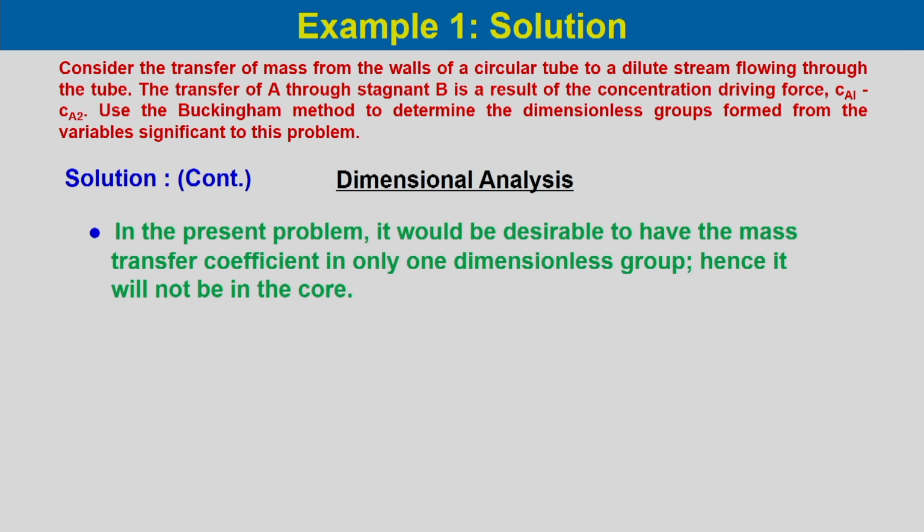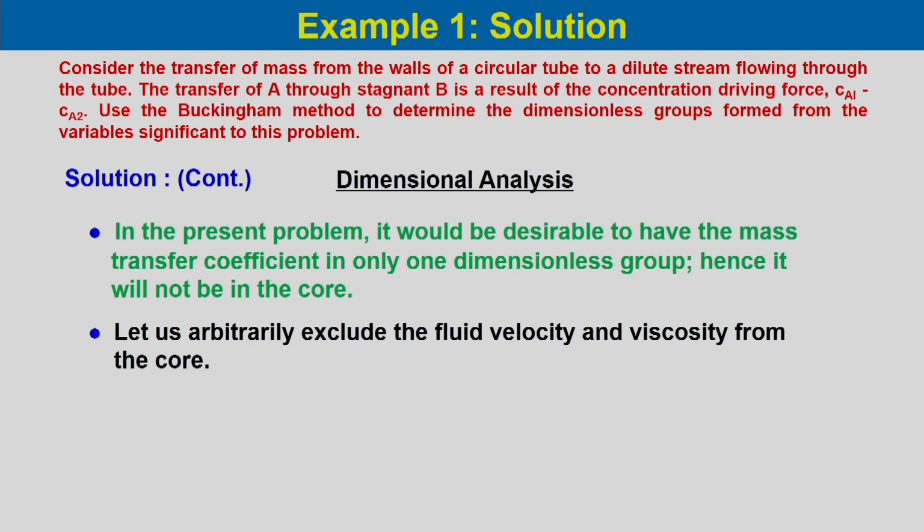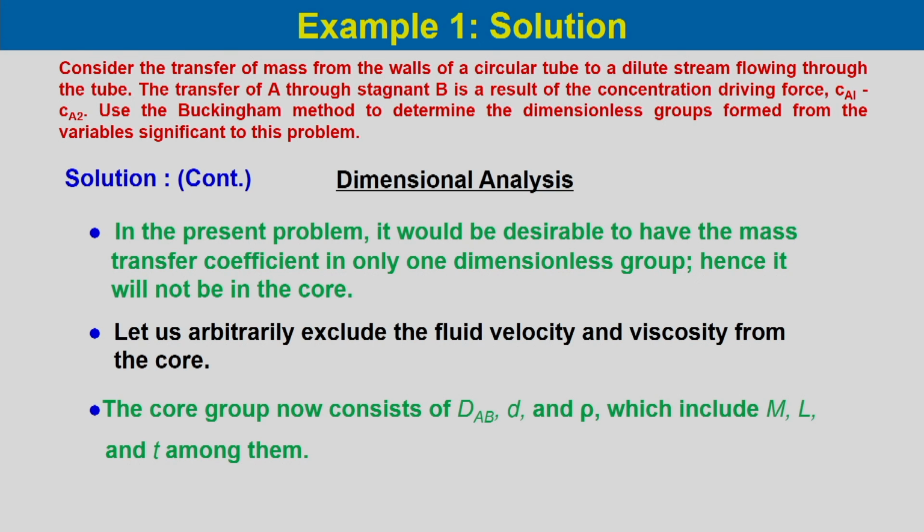In this case, it would be desirable to have the mass transfer coefficient in only one dimensionless group, hence it will not be in the core. Similarly, let us arbitrarily exclude fluid velocity and viscosity from the core group. The core group now consists of DAB, D, and rho, which include M, L and T among them, if we just look into the dimensions of these 3 parameters.